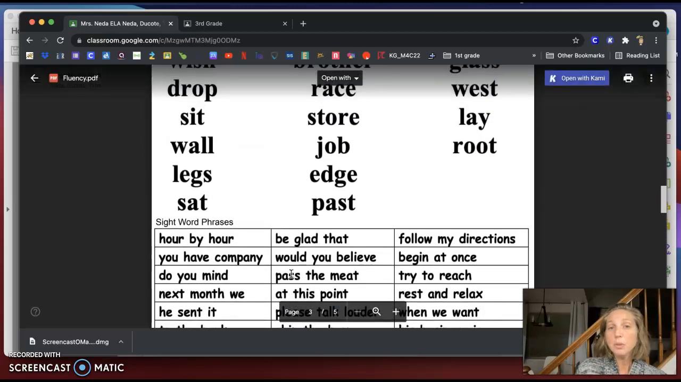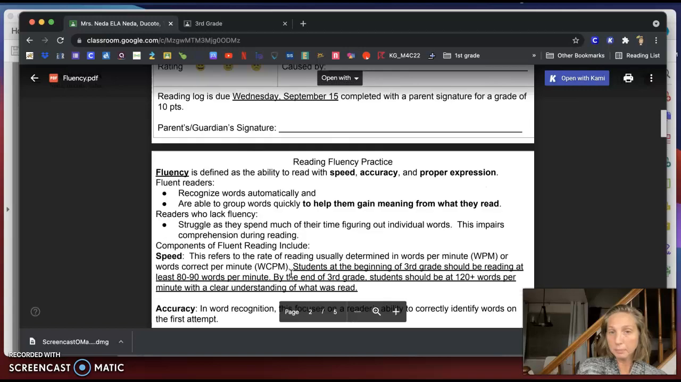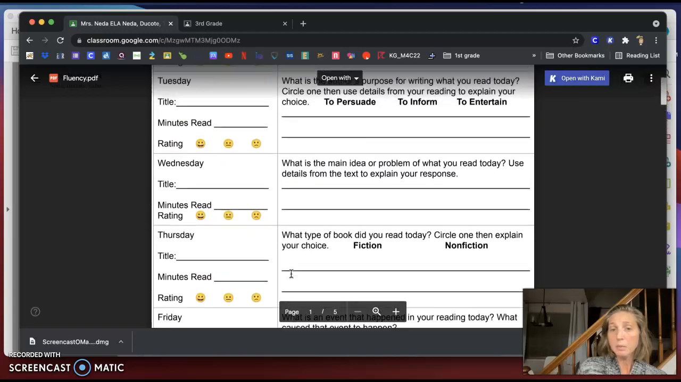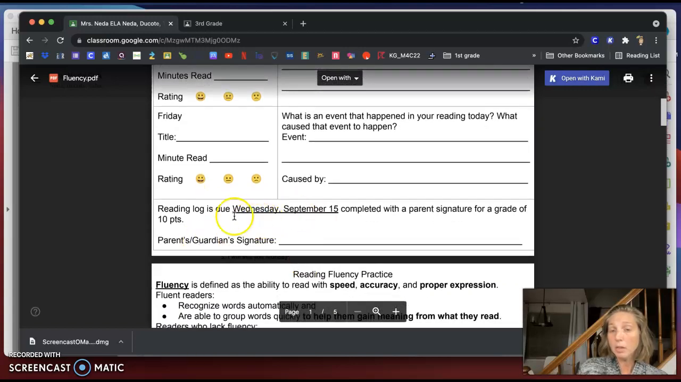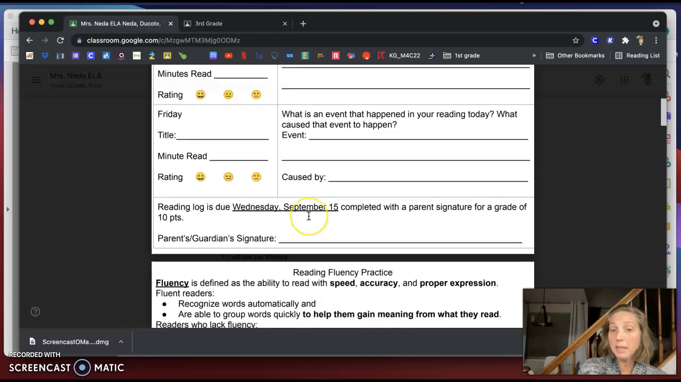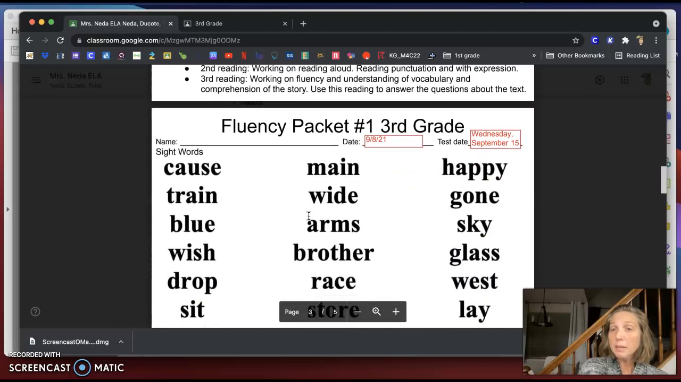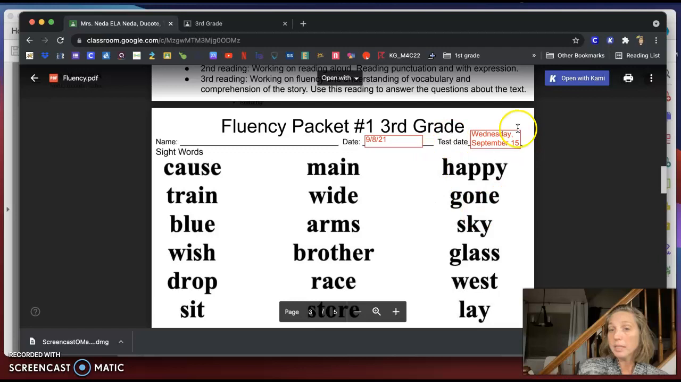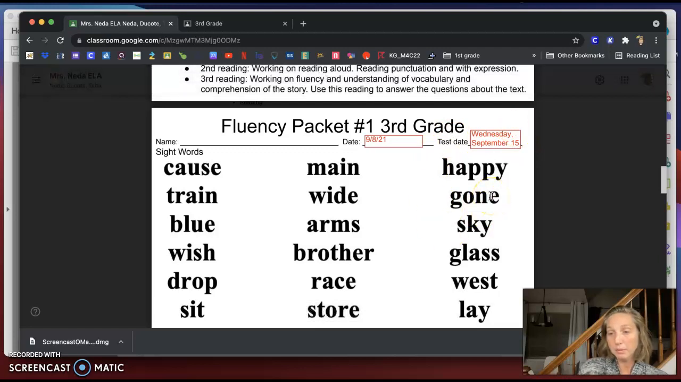Okay, so this is our new fluency packet. And remember, your reading log is due Wednesday, September 15th, which is the same day that you're going to take your test. So all of this is due Wednesday, September 15th.